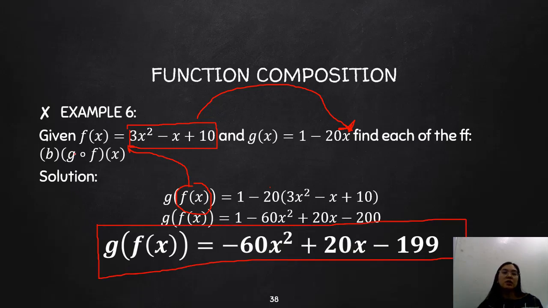So again, kunyari g of f of x, kukunin mo na yung value ng f of x, and then you plug that value to the g of x. Lagi, kung ano yung nasa pinaka-right, yun yung uunahin. Kasi pag tinry ninyo, if you try to get the f of g of x, iba rin pong value yung makukuha ninyo, kasi ito yung unahin mo.